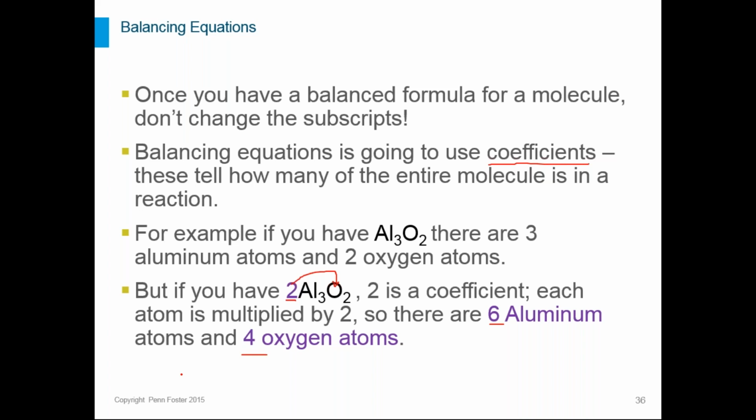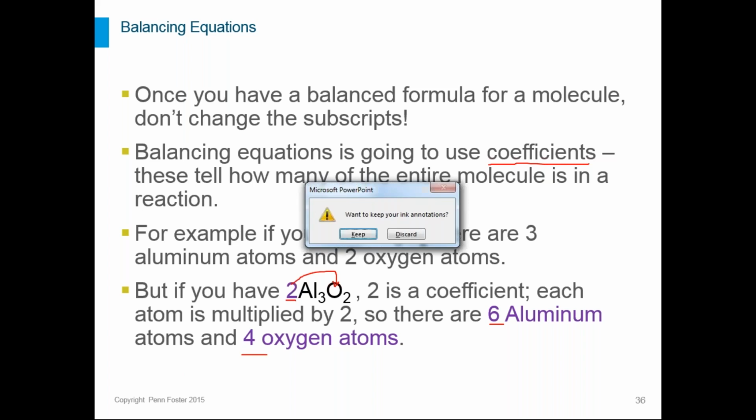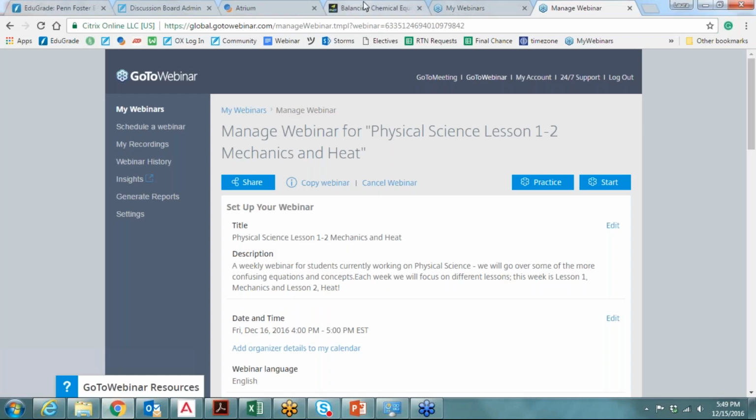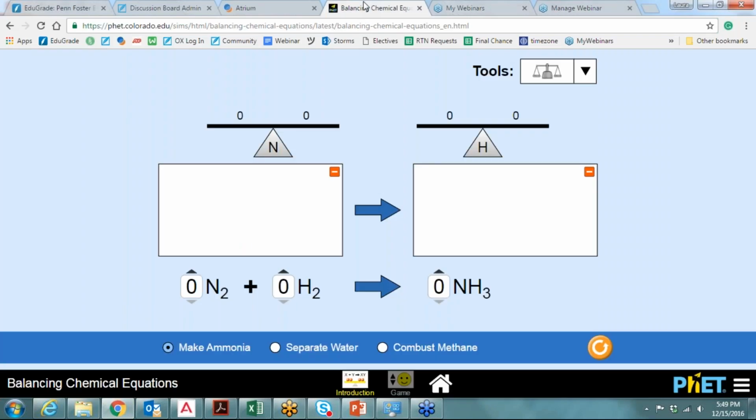To balance equations, you have to figure out how many molecules of the reactant there will be, and how many molecules of the product there will be. Okay, so I'm going to switch over to this website from Colorado University, and it's got this great tool to show us how to balance reactions. So in this reaction, on the left side are our reactants, the things that start the reaction, and on the right side over here are the products, which are what we get in the end. And our reaction's written down here.